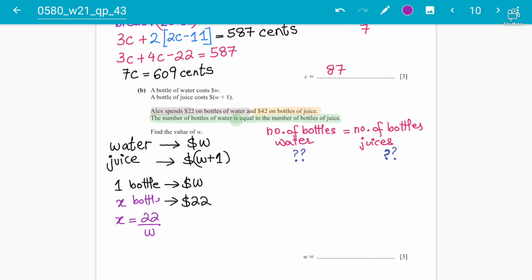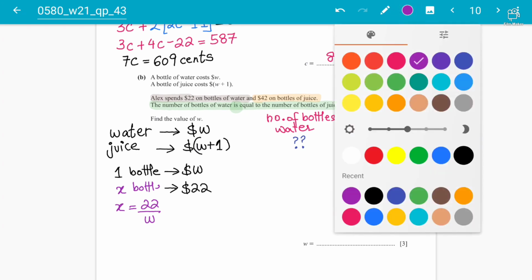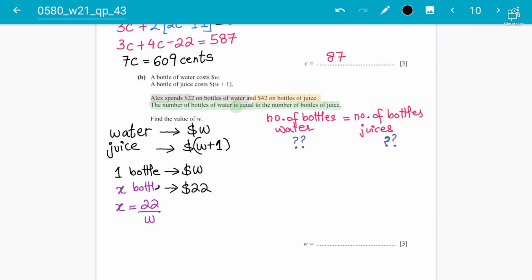It's very simple. Think of it like this. You're asking a shopkeeper what is the cost of a water bottle. He says some dollars, let's say $5, $6. And if you are spending $22 on the total amount on the bottles of water, you can simply divide the total amount that you spend by the cost of one bottle, and you will get how many bottles you are getting, okay? So you are getting X bottles of water.